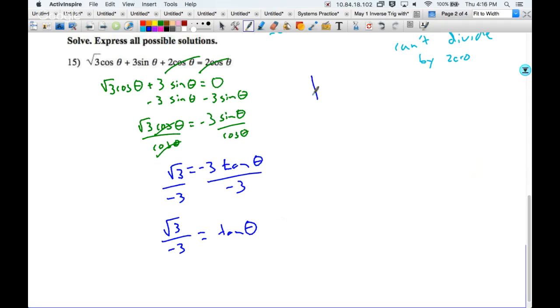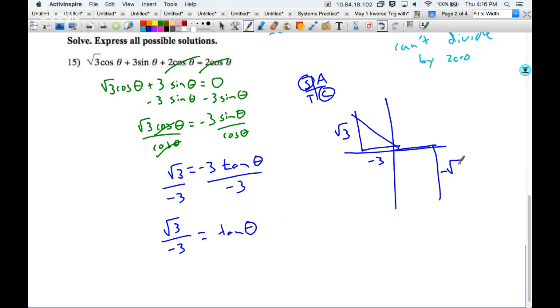This, I think, would be a good time to just use our All Students Take Calc diagram to kind of figure out what's going on. So I'm going to be in this quadrant and this quadrant where tangent is negative. And I need to draw my opposite equal to root 3 and my adjacent equal to -3. Or over in this quadrant, it would be opposite is negative root 3, adjacent is positive root 3.